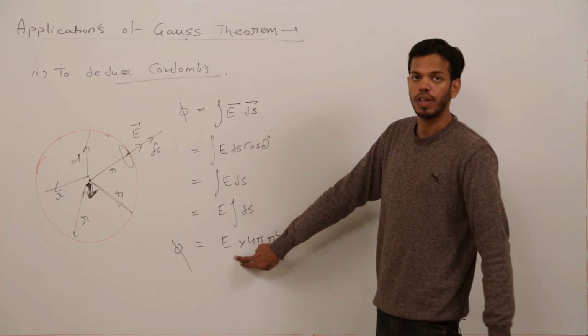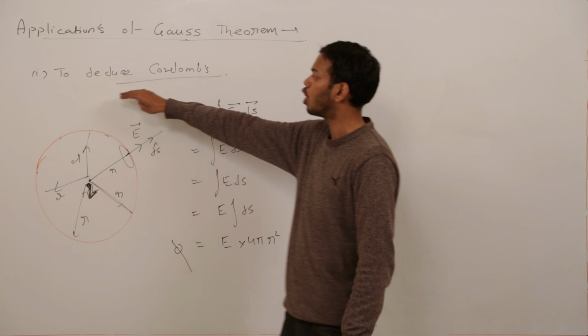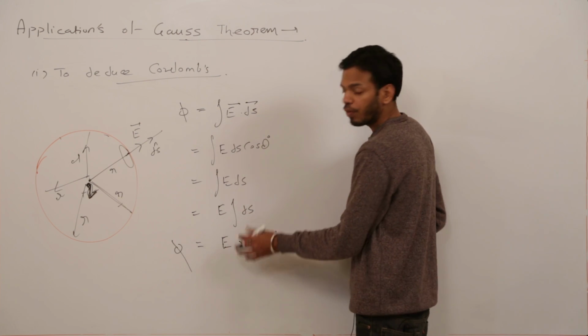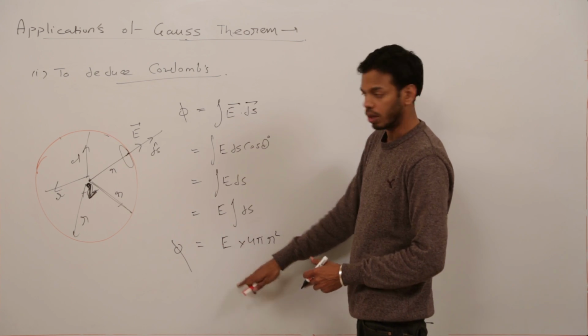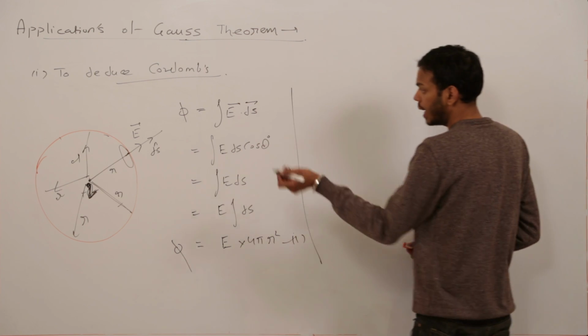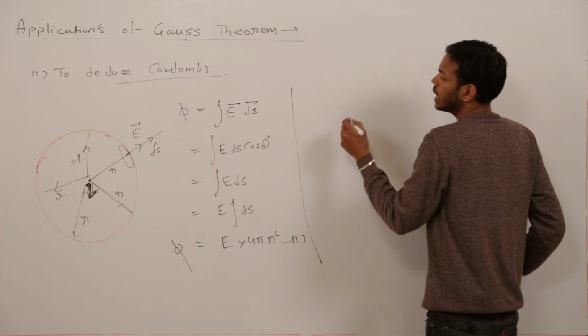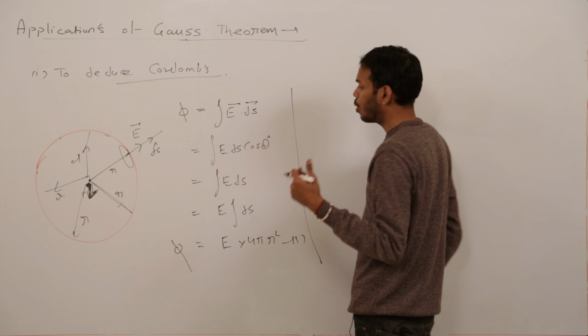Don't put the value of E in this equation. Why? We are deriving Coulomb's law from Gauss theorem, we are deducing it. I know we already know the value of E, but we are not going to put it here. We want to find the value of E using Gauss theorem. This is our equation 1, but the second part which I just told you about applications: first find E dot ds on your own, and second put it equal to q upon epsilon naught.